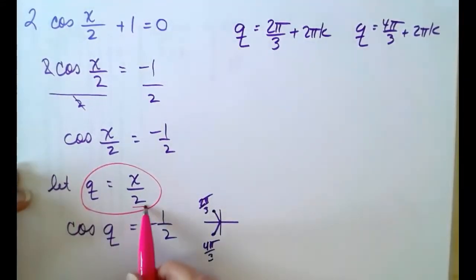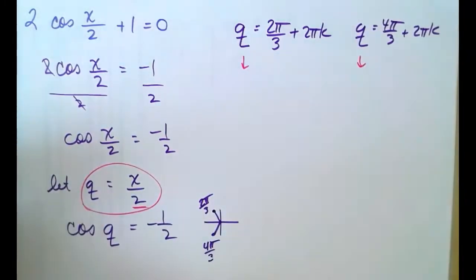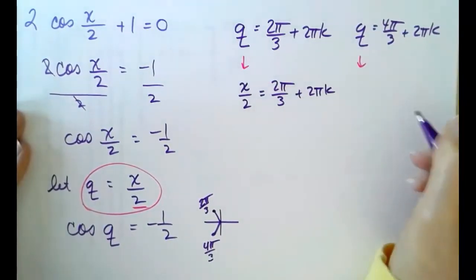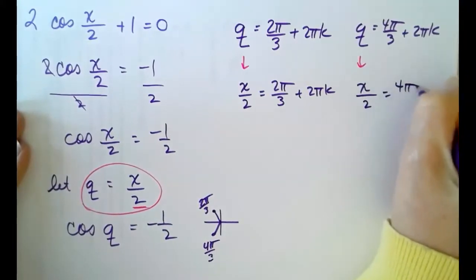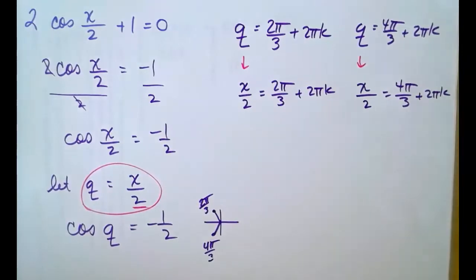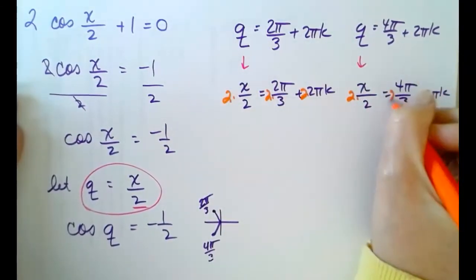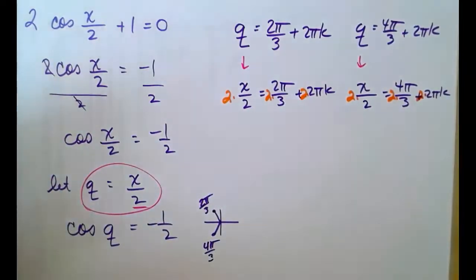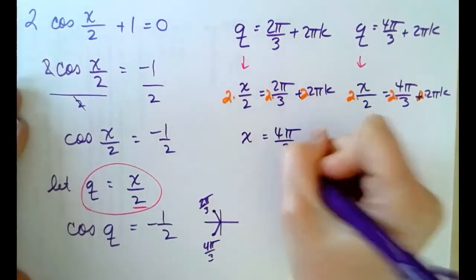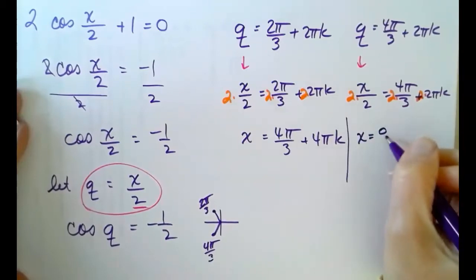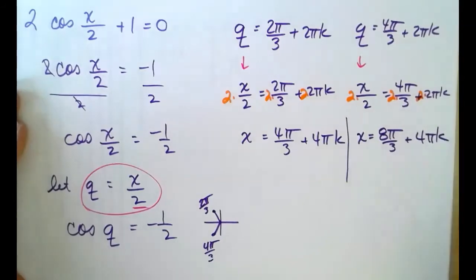We don't want q. We want x. So we're going to make our substitution back in. Swap out the q's for x over 2. X over 2 equals 2 pi over 3 plus 2 pi k, and x over 2 equals 4 pi over 3 plus 2 pi k. The next thing we're going to do is solve for x by multiplying everything by 2. So this allows us to solve for x. We get x equals 4 pi over 3 plus 4 pi k. That's the first general solution. The second one, x equals 8 pi over 3 plus 4 pi times k. Now, we could go into making substitutions here, but please notice what we've actually been given here.